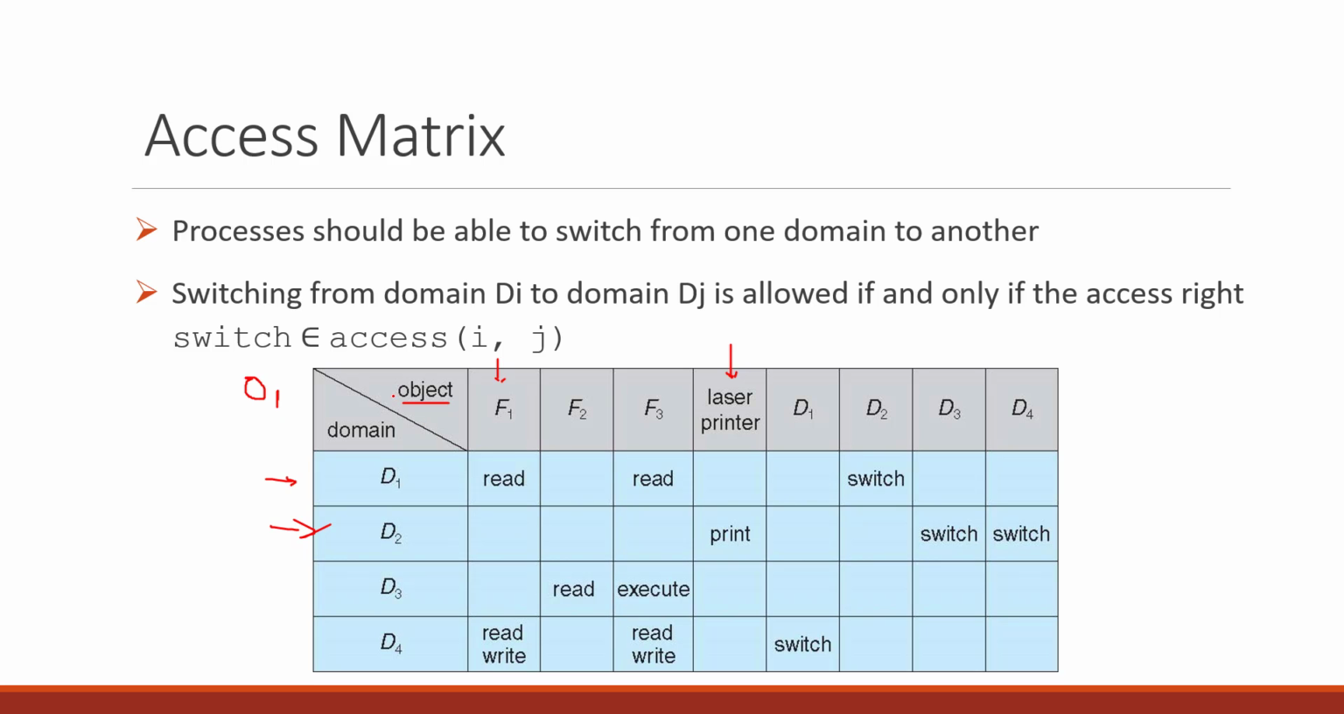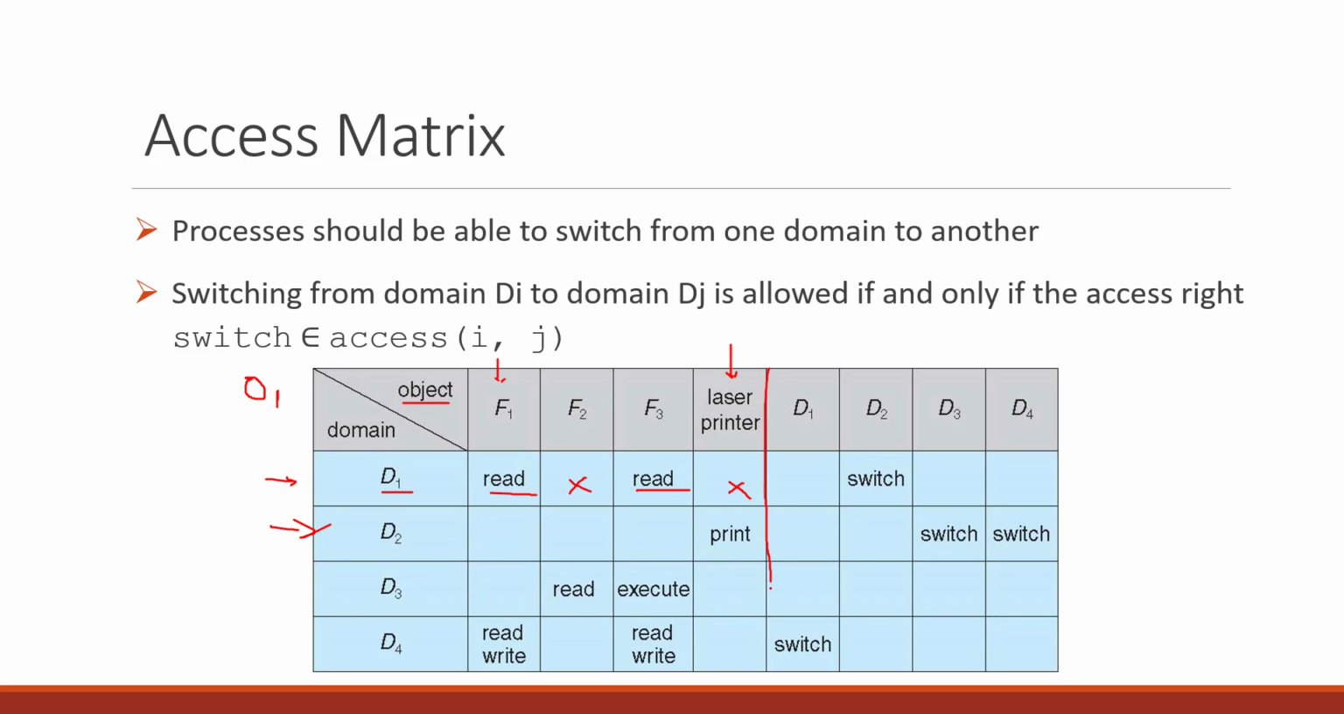So we have an object. That can be a user, that can be anybody, right? Let's talk in general. Let's call this an object. So O1 is in domain 1, which means that an object in domain 1 can only read file 1, cannot do anything with file 2, can read file 3, and cannot do anything with the laser printer.